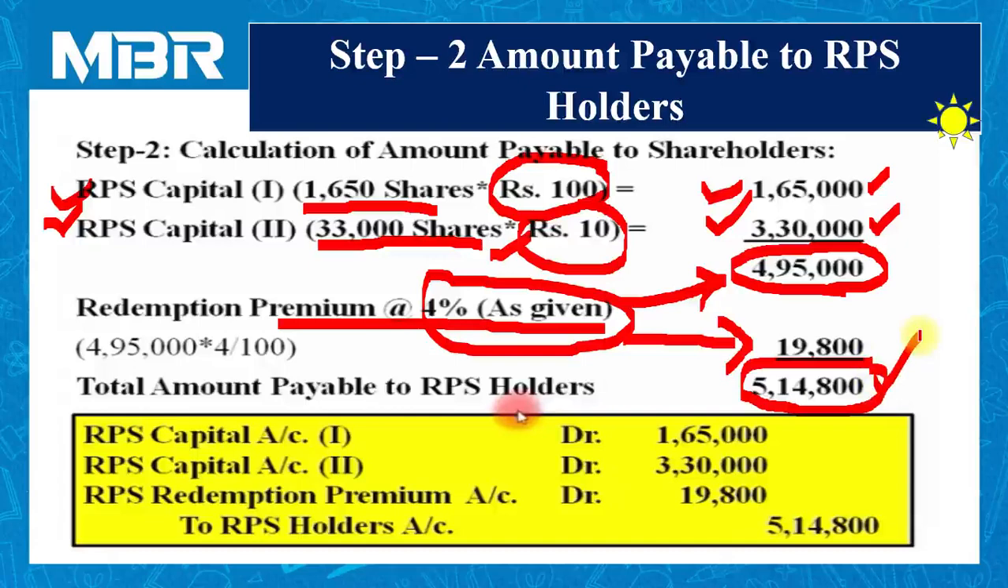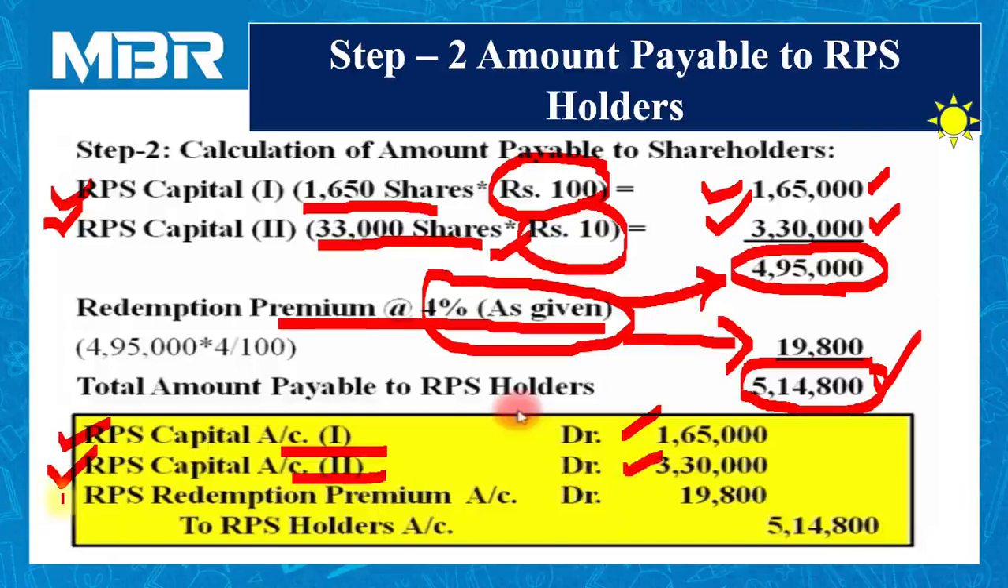Here we have to pass journal entry for both types of RPS. So it's very simple. Earlier we were passing the journal entry, RPS capital account debited, RPS redemption premium account debited to RPS holders account. But here we have two types of RPS. So simply RPS capital account debited 1,65,000. It is for RPS capital 1. Again, RPS capital account debited 3,30,000. This is for RPS capital type 2.